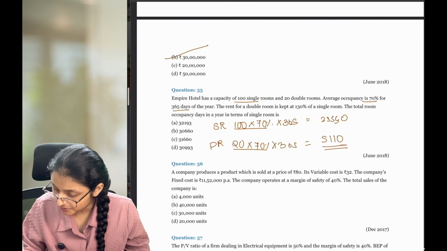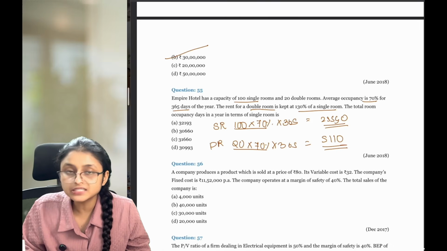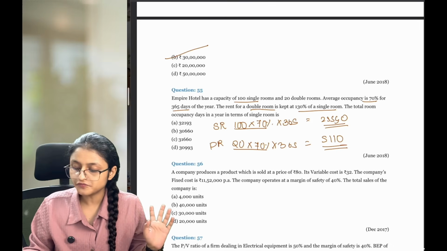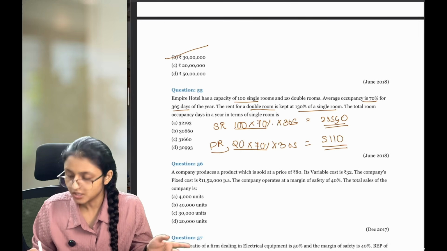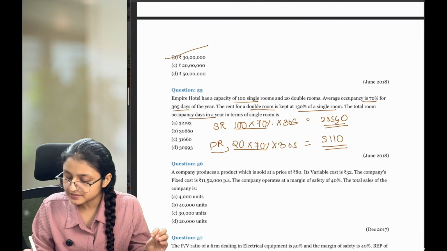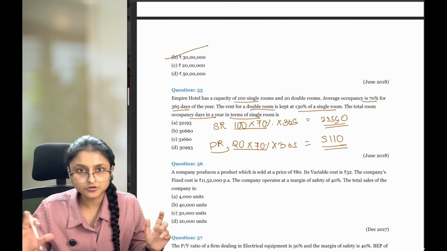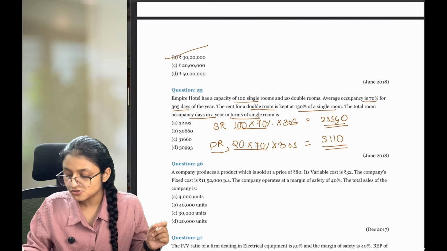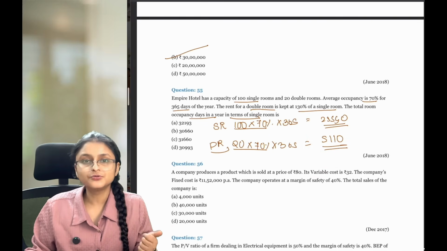Now this is double rooms, this is single room. The question says the rent for a double room is kept at 130% of single room. So if the rent of single room is 100, then 130%, that is 130 is going to be the rent for the double room. The total room occupancy days in years in terms of single room. You have to tell total number of room days in terms of single room. That means you have to convert this double room also in the single room by using your equivalent units calculation.